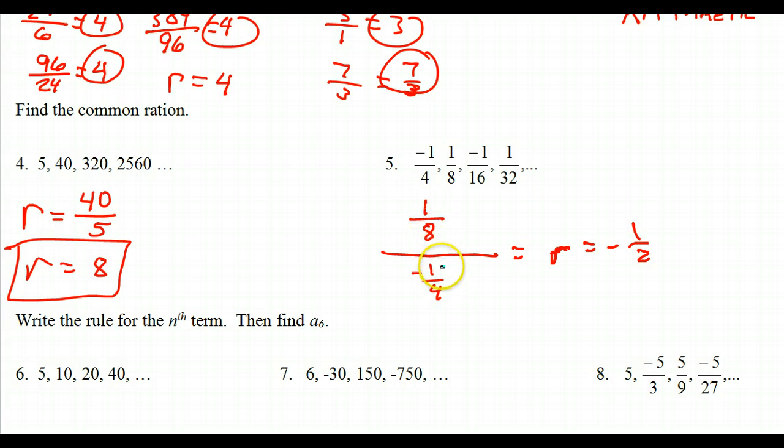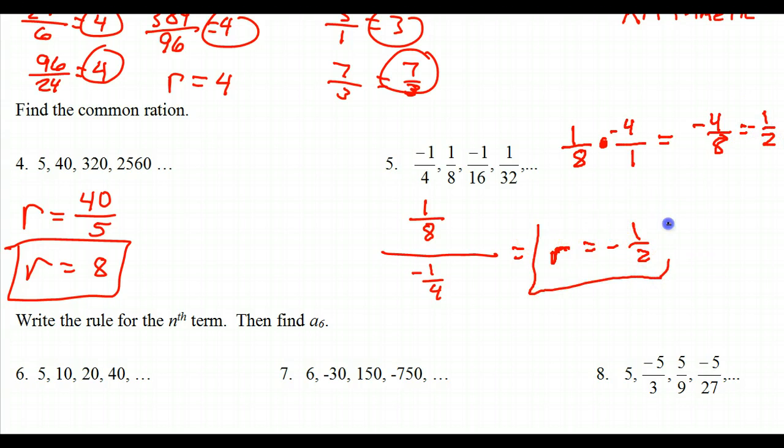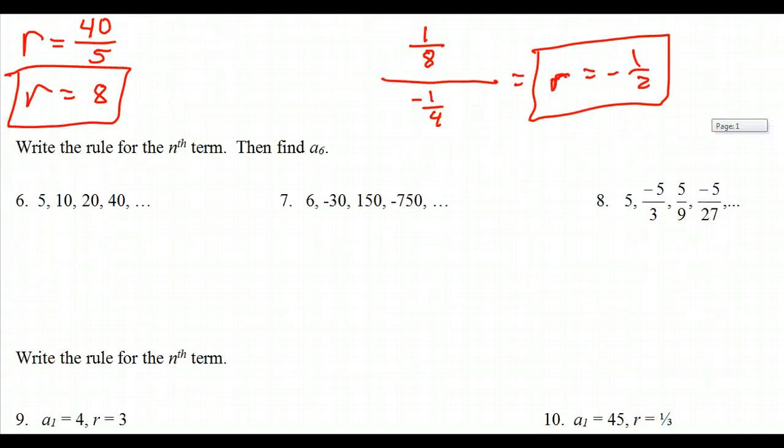In the past, you guys have learned something called keep, change, flip, maybe something that you've heard. When you divide one fraction by another fraction, you can think of it as keeping the first fraction, changing from division to multiplication, and then doing the reciprocal of the second fraction. So this would be -4/1. So keep, change, flip, if you were trying to do this by hand. So that would be -4/8, which of course is where we get the -1/2 from. Either way, that's the common ratio. Okay, look at number 6.